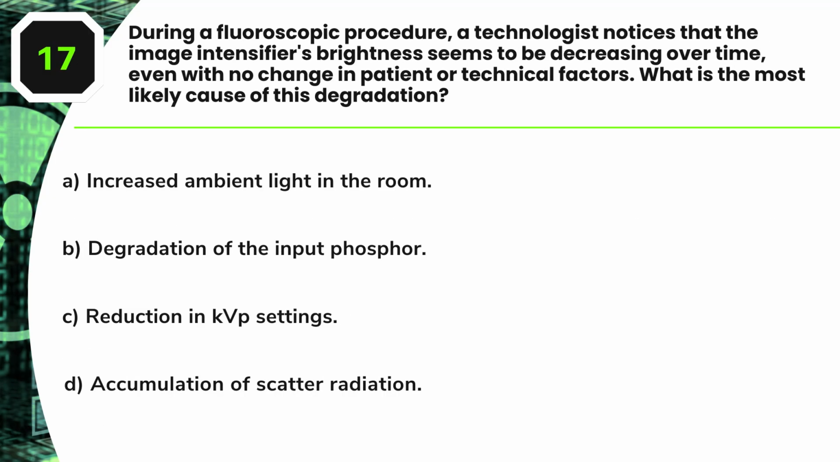Question 17. During a fluoroscopic procedure, a technologist notices that the image intensifier's brightness seems to be decreasing over time, even with no change in patient or technical factors. What is the most likely cause of this degradation? A. Increased ambient light in the room. B. Degradation of the input phosphor. C. Reduction in kVp settings. D. Accumulation of scatter radiation.